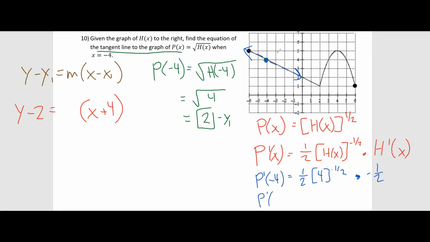And if we evaluate negative 1/2 times 1/2 is negative 1/4 times, just make sure we know that this was a negative 1/2 to the power. So we get times 1 over the square root of 4, which is equal to negative 1/4 times 1/2, which is equal to negative 1/8. That is the value of p prime of negative 4.